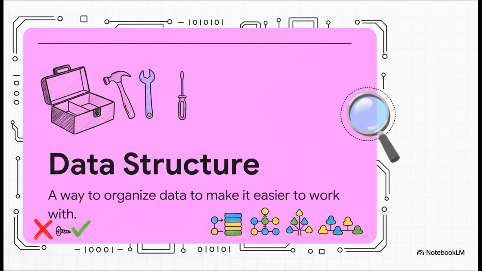The best way to think about them is like different toolboxes for your data. You wouldn't use a sledgehammer to fix a watch, right? Same deal in programming. You have to pick the right data structure for the job, and each one has its own specific strengths and weaknesses.